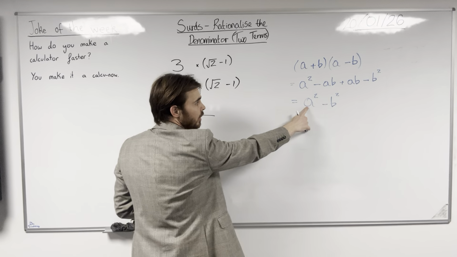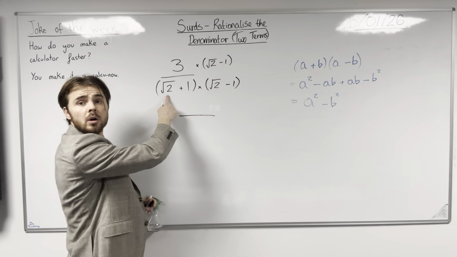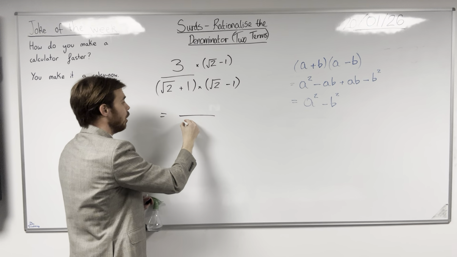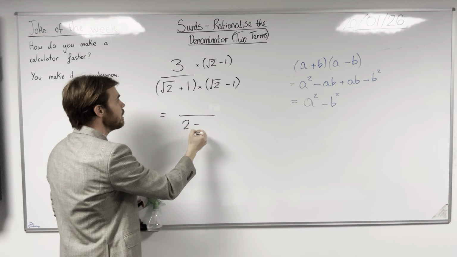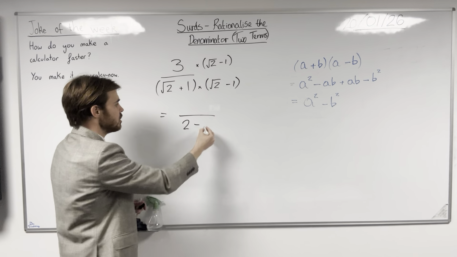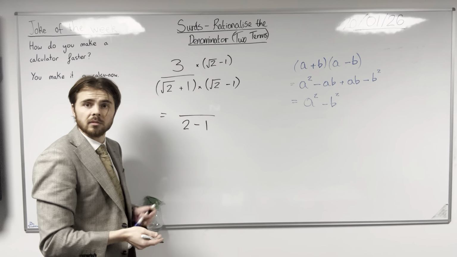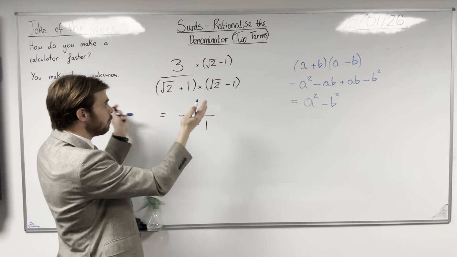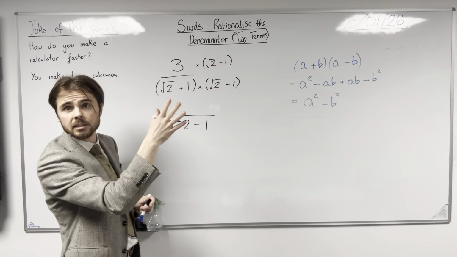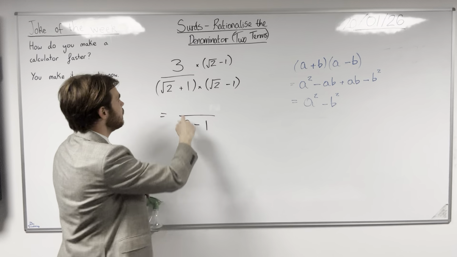So the bottom is very easy to do. We can just use this thing where we're going to have root 2 squared, which would become a normal 2, take away the 1 squared, which is just 1. That's it for the denominator. You have got rid of the surd. This is fantastic. This is the whole point of the question. Now we do the top.